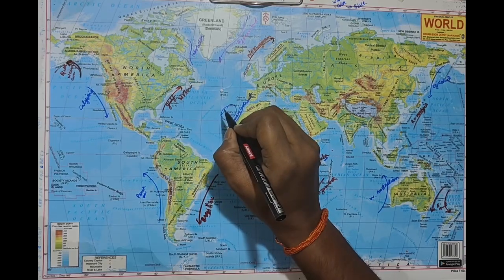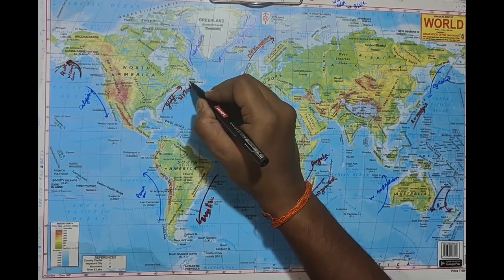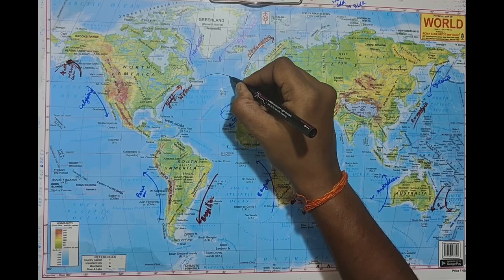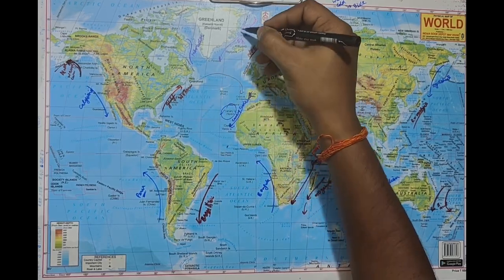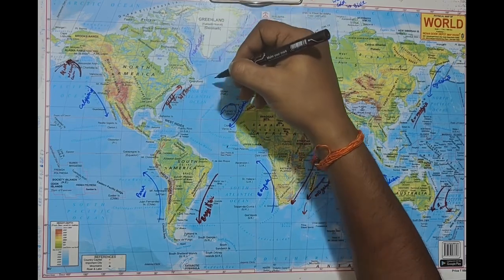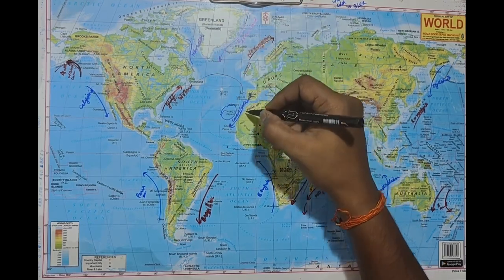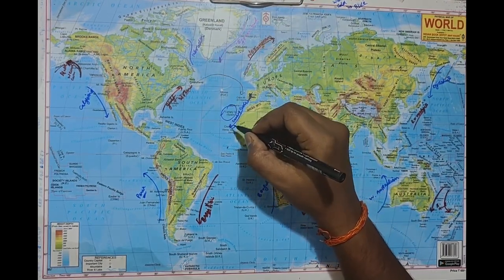Now how do they make a circular direction? This one is the Gulf Stream. Okay, it moves in a circular way. This one again becomes cold over here as the East Greenland and Labrador currents meet it, and again it becomes a cold current and it reaches over here.